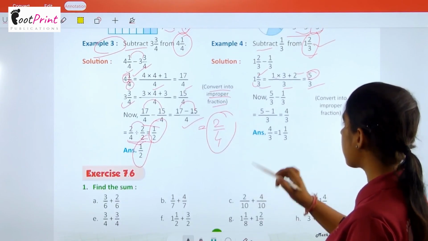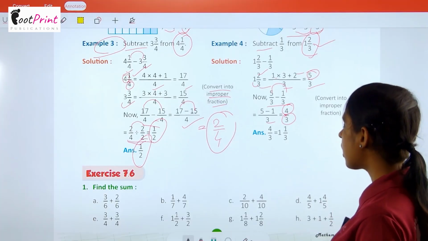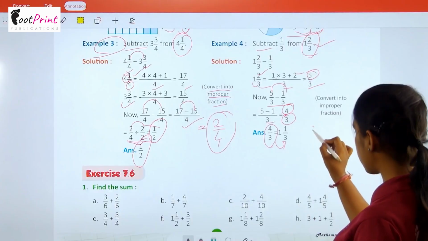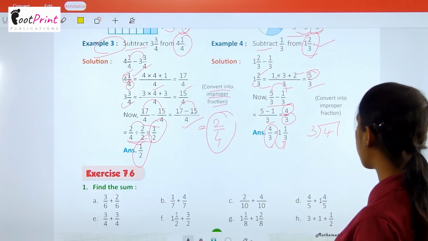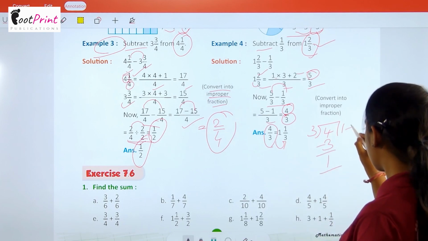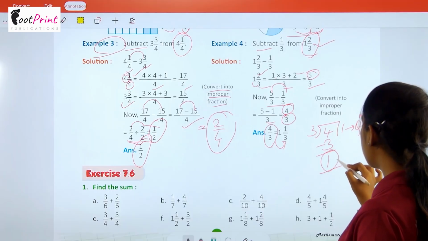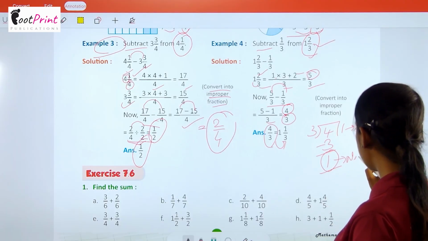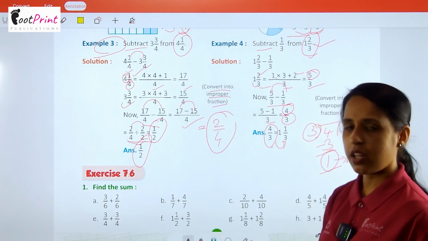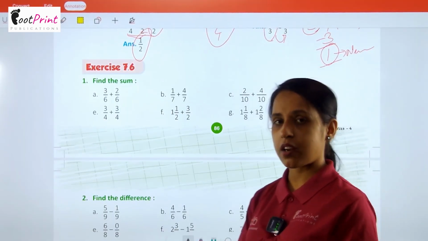Now we subtract. The denominator 3 is the same, 5 minus 1 is 4, so the answer is 4/3. And if we write 4/3 as a mixed fraction, you all know how to change it: we divide 4 by 3. 3 ones are 3 and here the remainder is 1. So the quotient will be our new whole number, the remainder will be our new numerator and the denominator will be the same. So here we can write 1 whole 1/3. So these are some ways we add or subtract like fractions.